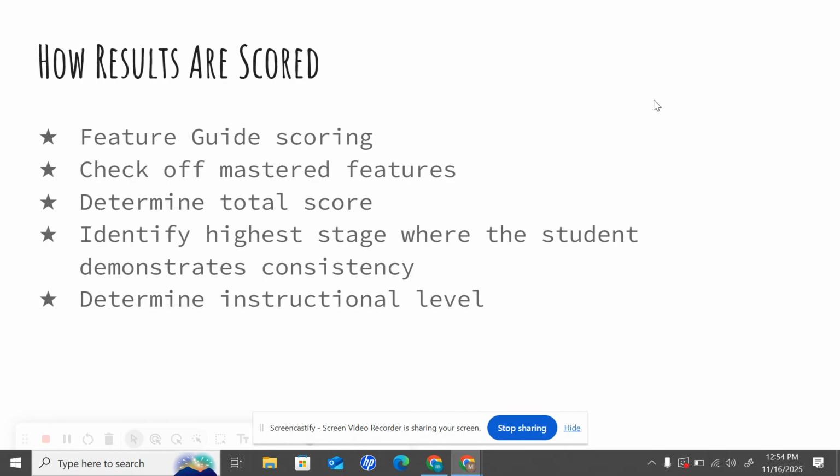begin. It's kind of like when I think of Goldilocks and the Three Bears. You don't want it to be too easy. You don't want it to be too hard. You want it to be just right, where they are making some mistakes, but not too many mistakes where it's just frustrating them.